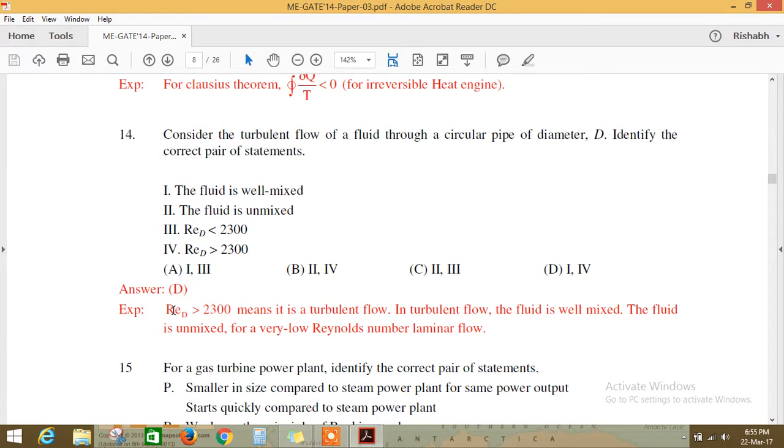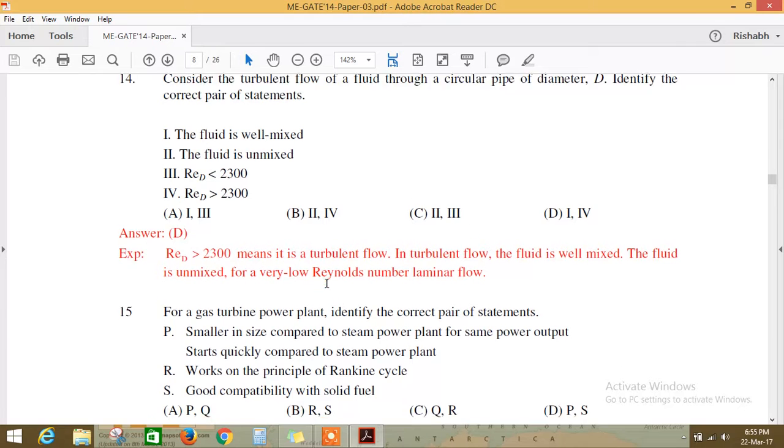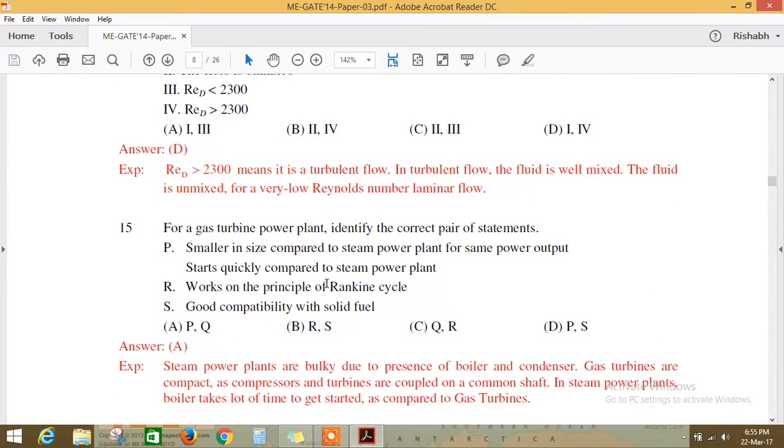And so here option D is correct. I have also mentioned here, Reynolds number greater than 2300 means it is a turbulent flow. In a turbulent flow, the fluid is well mixed. The fluid is unmixed for a very low Reynolds number, laminar flow. You cannot say that Reynolds number is less than 2300 and the fluid is unmixed, because it should be very much less than 2300.